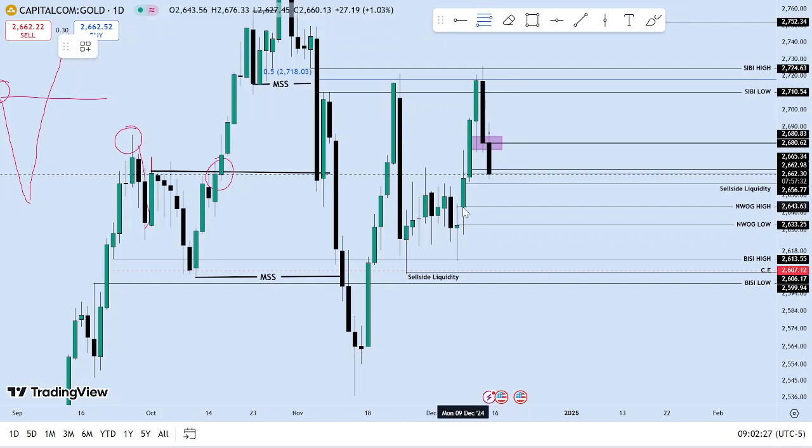Measure from the high of the opening on Monday. You anchor your Fibonacci to the low of the close on Friday.